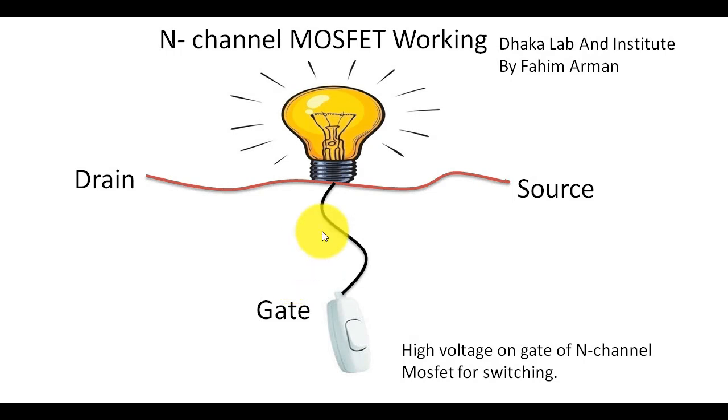Now we'll see again how the N channel MOSFET works. Suppose for N channel, voltage will pass from source to drain easily without gate voltage, without gate switching. But when you need to pass the voltage from drain to source, you need to have gate switching. Then the drain voltage will pass from drain to source.